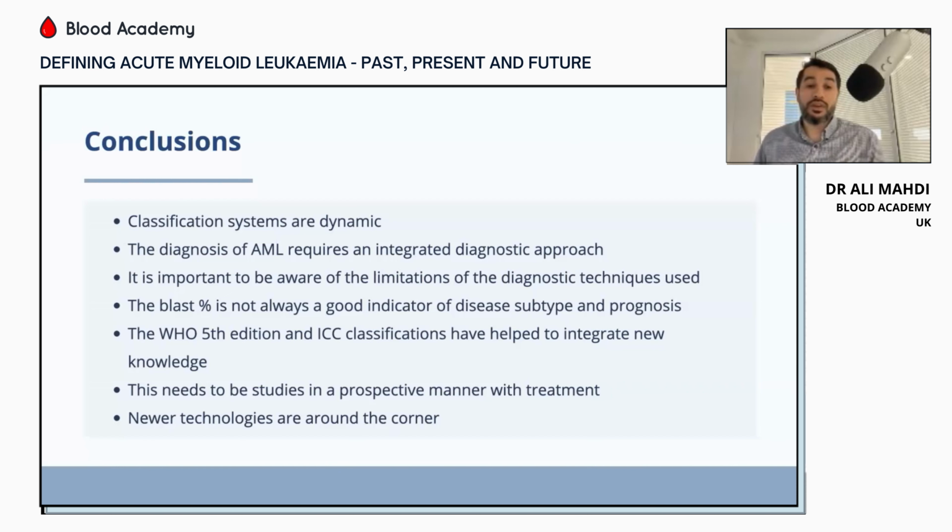The new fifth edition of the WHO and the ICC classifications have certainly helped to integrate new knowledge in the field of acute myeloid leukemia. However, they have caused some political issues with regards to which classifications we use and how that is used in terms of defining therapy for patients. What's really important is that we need further studies, ideally in a prospective manner, with these new classifications to see whether various different treatment approaches make a difference based on blast percentage, mutational profile, etc.